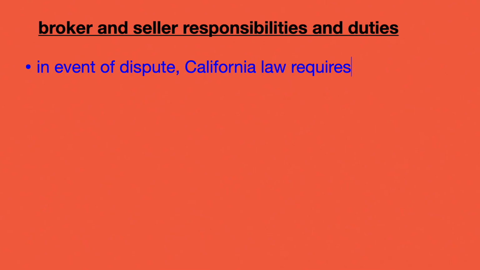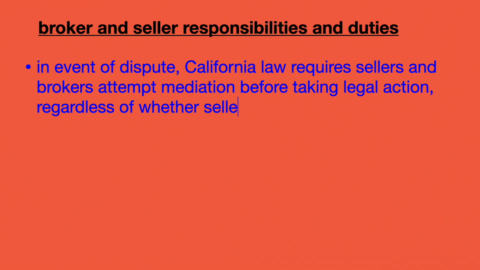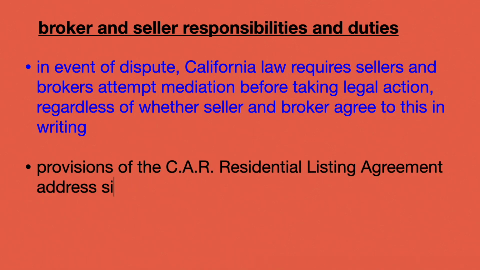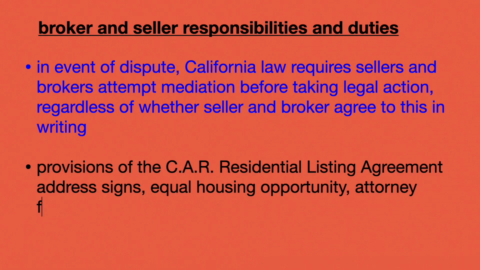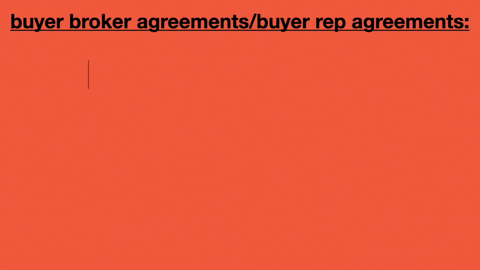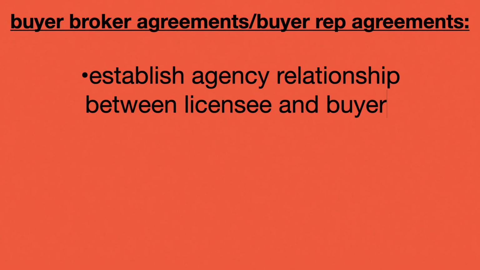In the event of a dispute, California law requires that sellers and brokers attempt mediation before taking legal action, regardless of whether the seller and broker agree to this in writing. Provisions of the CAR Residential Listing Agreement address signs, equal housing opportunity, attorney fees, management approval, successors and assigns, and dispute resolution. Buyer-broker agreements, aka buyer representation agreements, establish the agency relationship between a licensee and buyer.